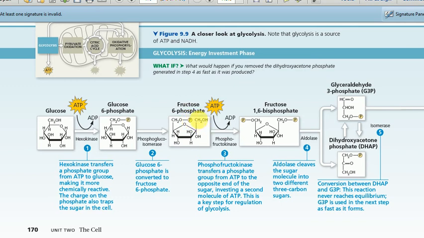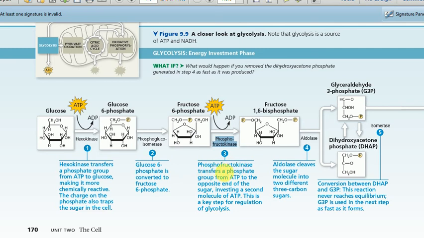So here we count carbon number 1, carbon number 2, carbon number 3, carbon number 4, carbon number 5, and then carbon number 6 there. So fructose 6 phosphate can be seen this way. And then in presence of ATP, we are phosphorylating again. In presence of the enzyme phosphofructokinase, we are phosphorylating fructose 6 phosphate to form fructose 1,6 bisphosphate.